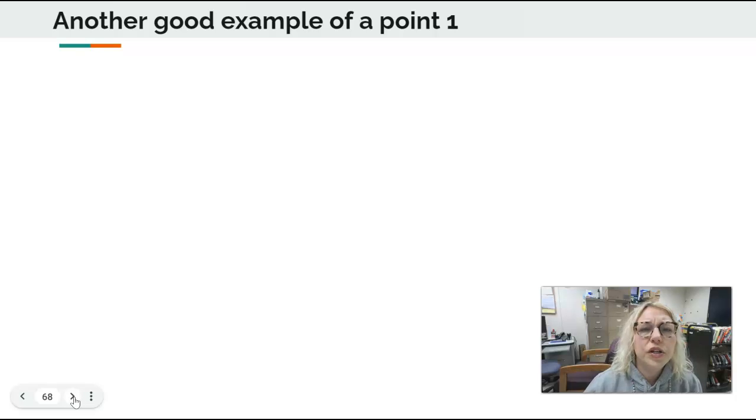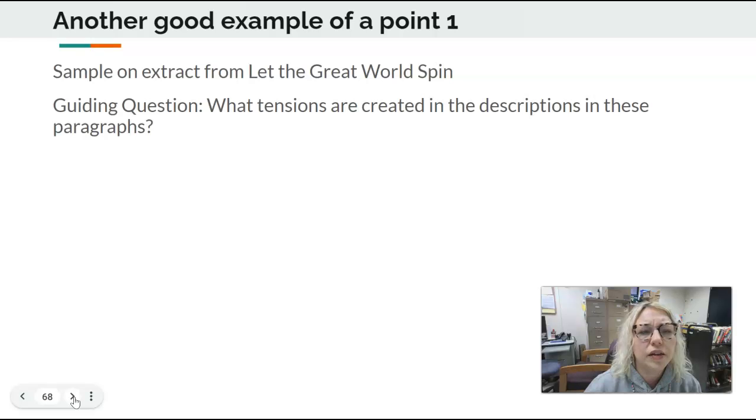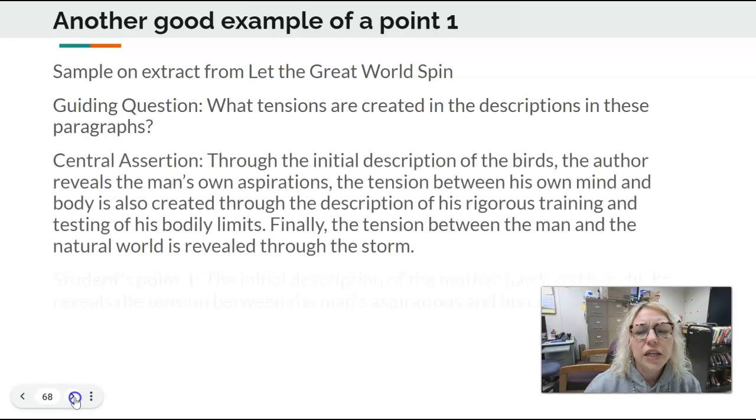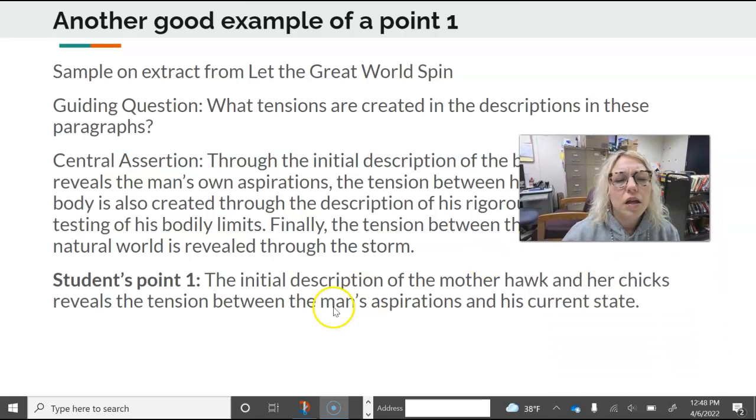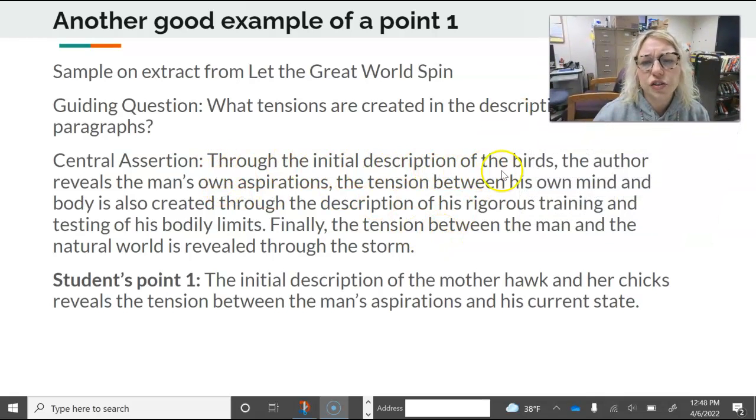All right. Another good example of a point 1, this one comes from the Let the Great World Spin extract, and there's the guiding question, there's their central assertion. Here's their first point. The initial description of the mother hawk and her chicks reveals the tension between the man's aspirations and his current state. And so you see that right here, through the initial description of the birds, the author reveals the man's own aspirations. So they've just stated it a little bit differently. They've gotten a little more specific, right?